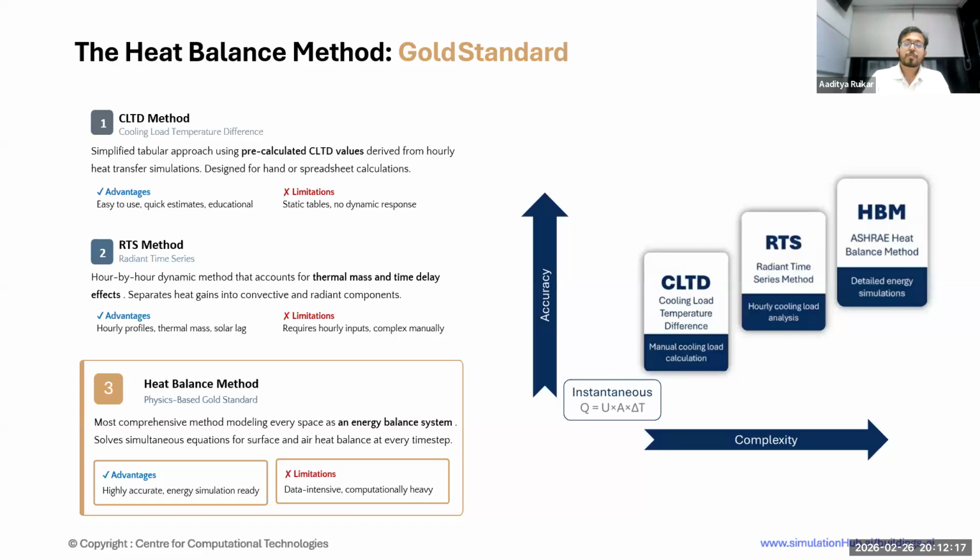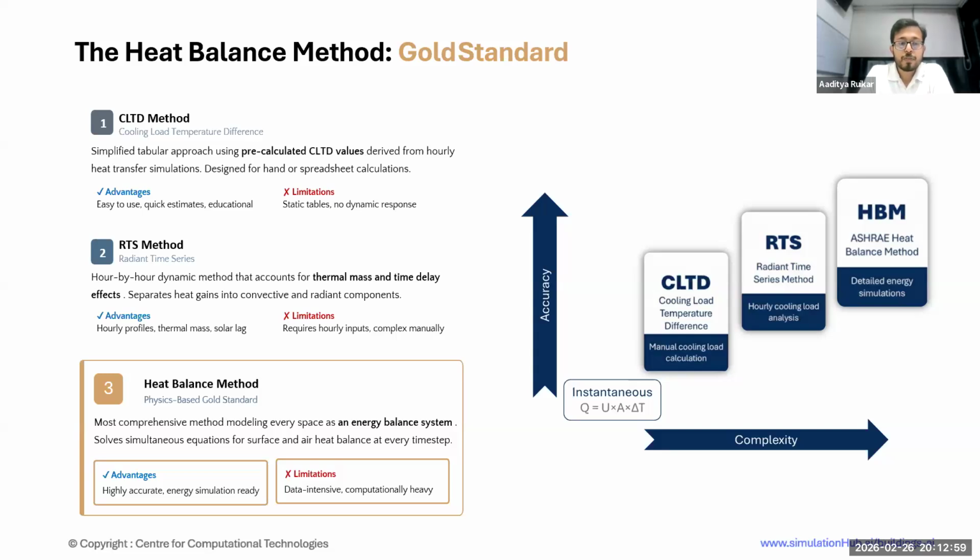So going forward, we'll see how to calculate this cooling load. The first principle: people go by thumb rules or simple calculations for very small spaces, or low-rise or residential buildings. People can use simple formulas like Q = U A delta T, where delta T is the temperature difference driving heat into your building.